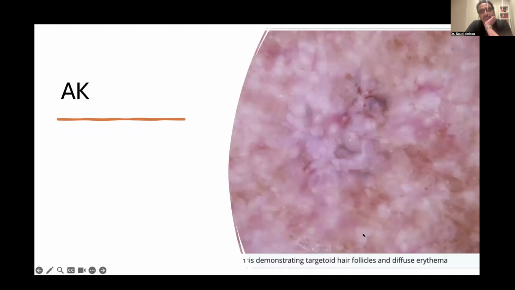Okay. Let's move on to AKs. Okay. So AKs usually are super easy to diagnose. Honestly, clinically, you feel them more than you see them. So they feel like these rough, gritty, pink papules. Okay. They happen in sun-damaged areas on the face, on the arms, on the legs. Does anyone know the risk of transformation into SCCs? Because we call them pre-malignant lesions.